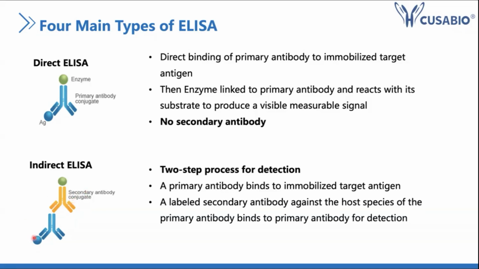So the antigen is immobilized and the primary antibody is added to interact with the antigen, and the conjugated secondary antibody is added. With the addition of the substrate, the signal will be produced. So these are the two basic ELISA types. And the next two will be more complex than these two.